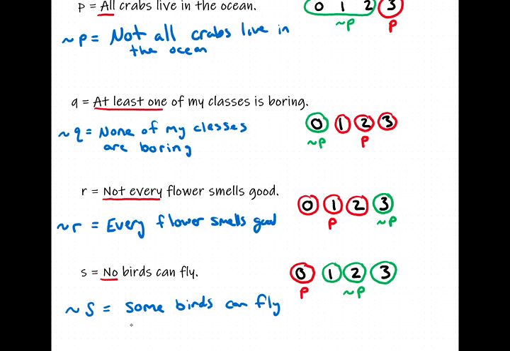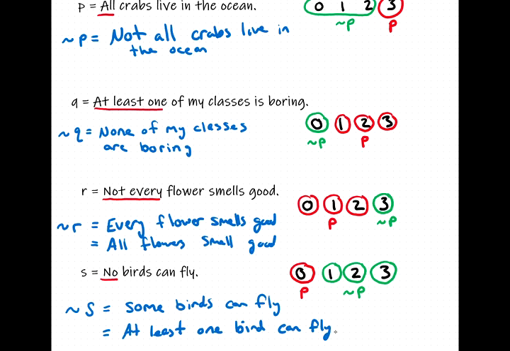Or you could say, just like with R, where I said you could also say all flowers smell good, another way of saying the negation of S is some birds can fly. Some is the same as at least one. At least one bird can fly.